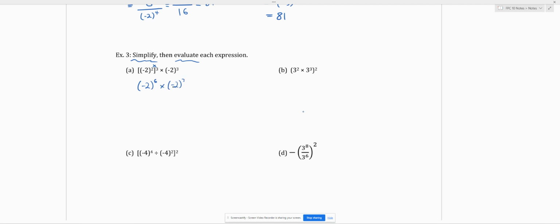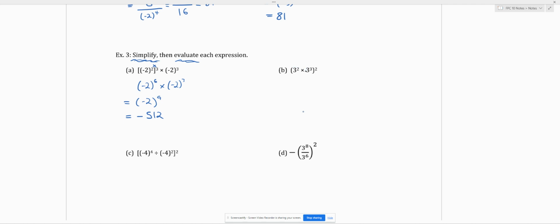And now I see I can use my product law. We're just multiplying, so we have 6 negative 2's being multiplied times 3 more negative 2's, so we just add those up. So now I get negative 2 raised to the power of 9. Now that we have it simplified to a single power, we can evaluate and use your calculator for this. It's not that big, but you'll end up getting a negative because there's 9 negatives, 512.